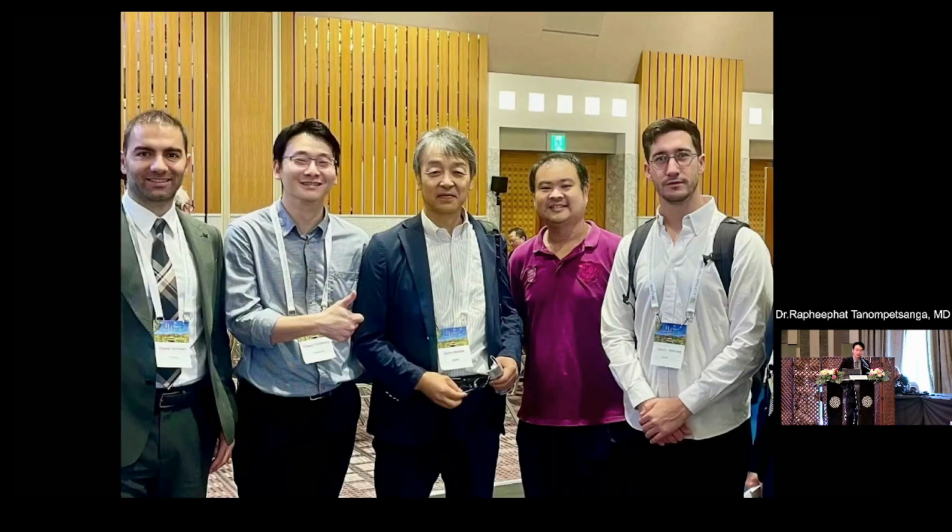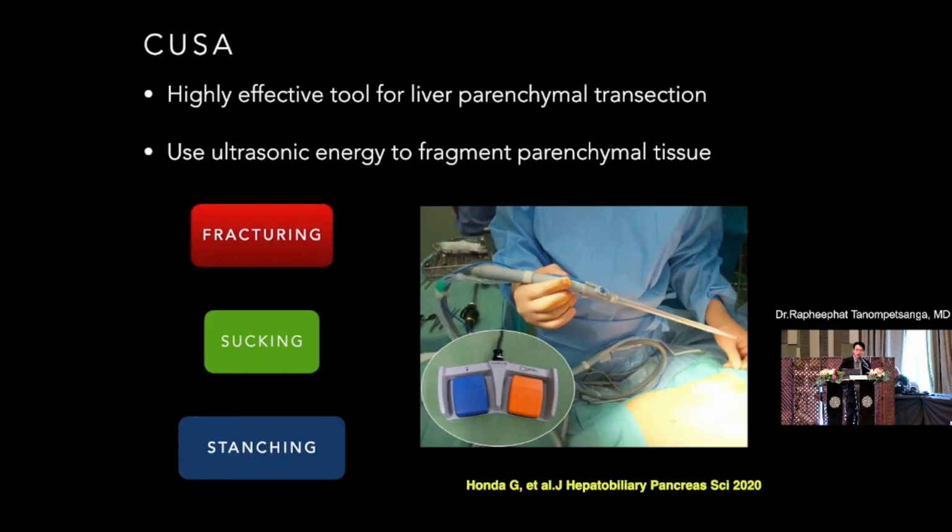So the QSA move, the one who proposed this technique, is Professor Honda. The QSA is a highly effective tool for liver parenchymal transection. It uses ultrasonic energy to fragment the parenchymal tissue. So the QSA has three functions, as proposed by Professor Honda. The first one is fracturing, suckling, and stanching.